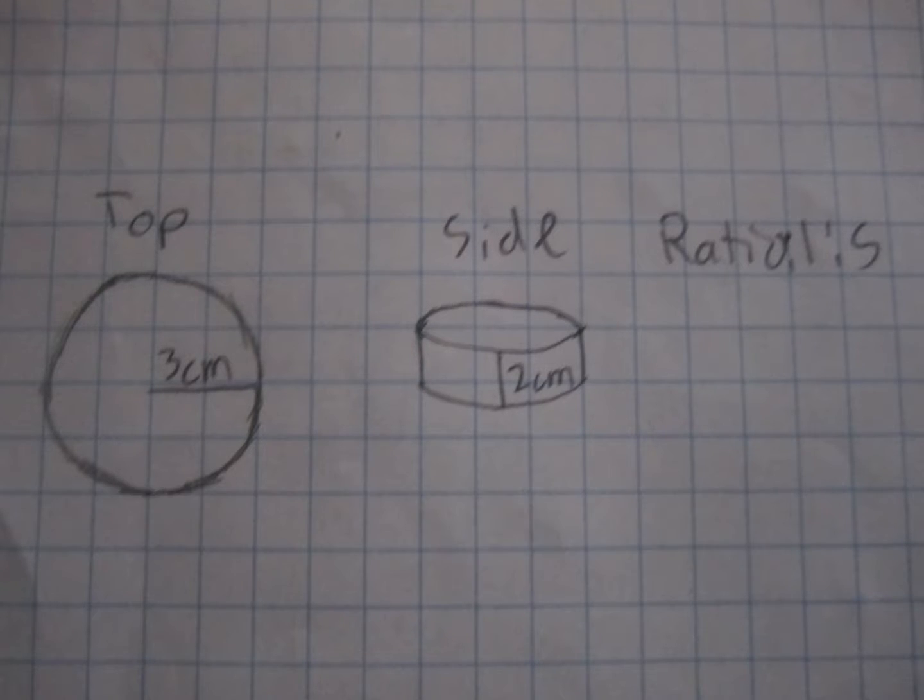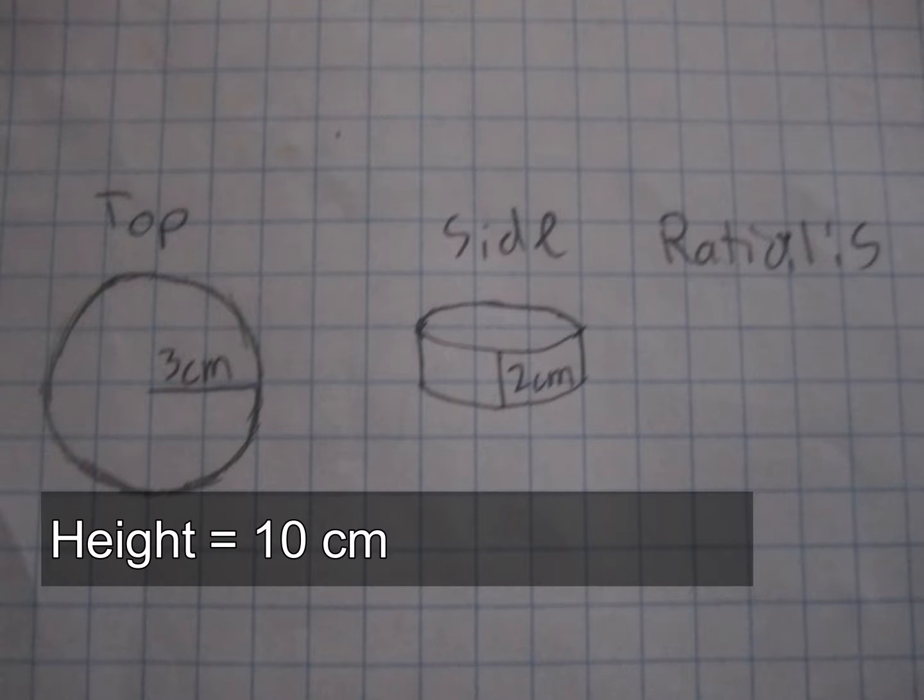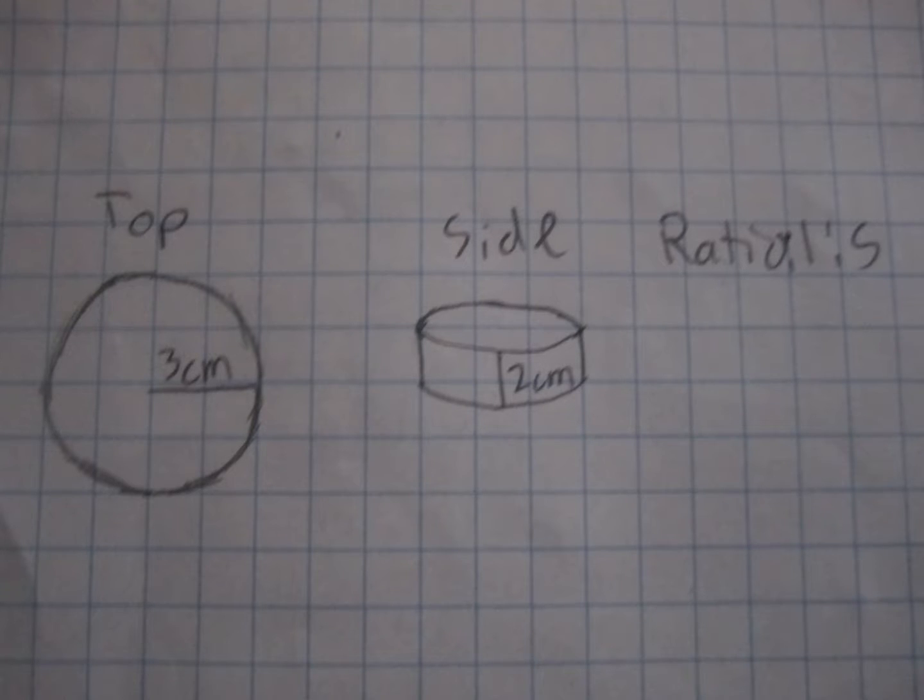Now we just have to find the height of the cake. For this step, we must replace 3 centimeters with 2 centimeters in the equation, then cross multiply again. This ends us up with a 10 centimeter height. To summarize, we found that the real cake has a radius of 15 centimeters and a height of 10 centimeters.